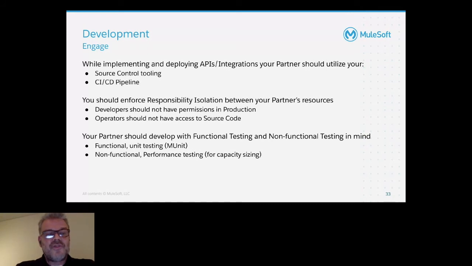You should also enforce responsibility isolation between your partners' resources. In some cases, customers of mine have a partner that does everything. So they do the design of the APIs, they do the development of the APIs, and they operate the APIs on the Anypoint platform and in CloudHub.